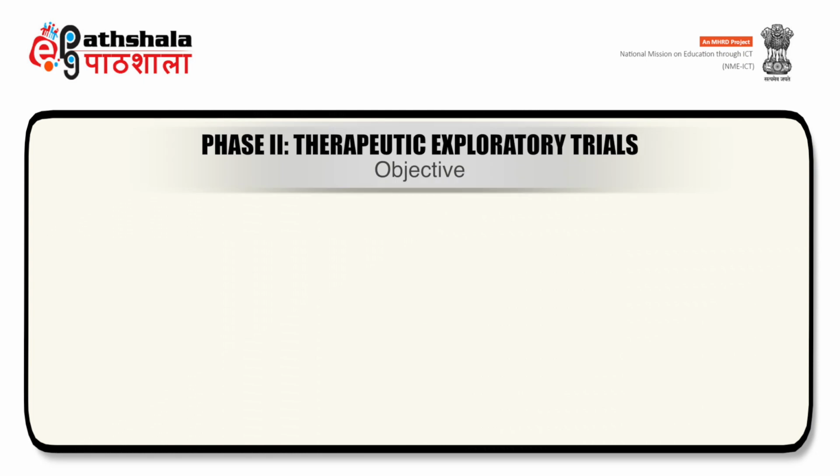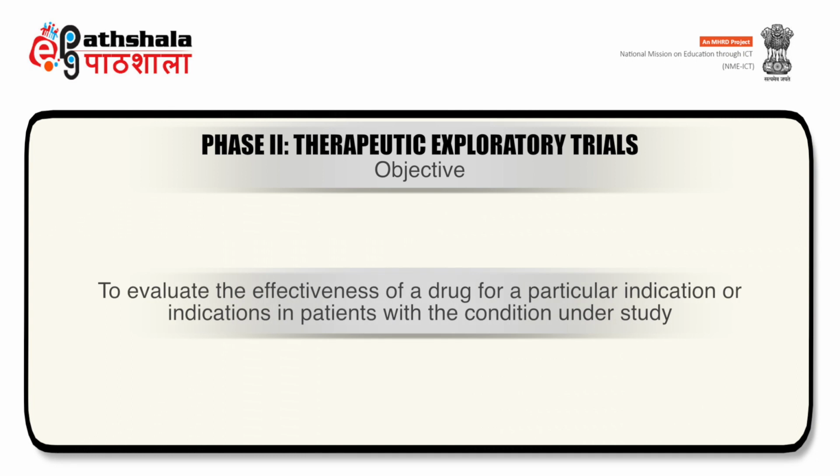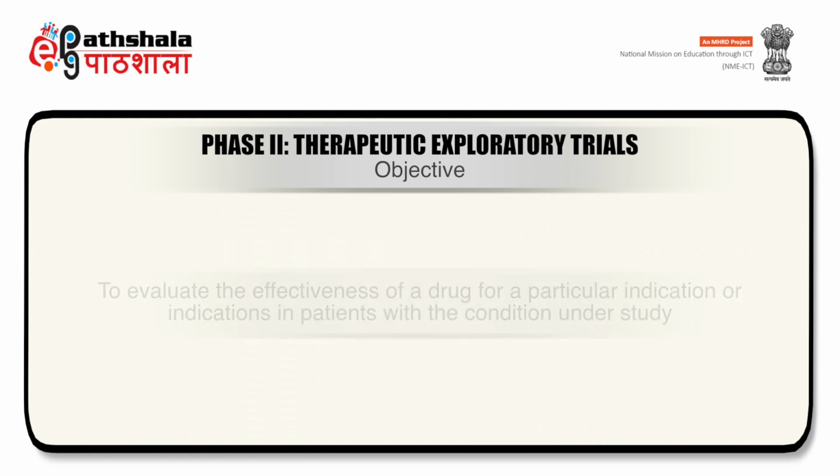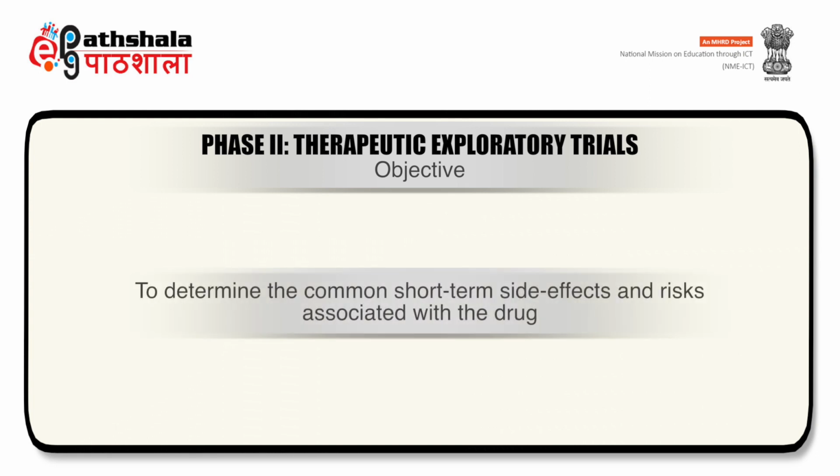Coming to the objectives of phase 2 trial. The phase 2 trials are done to evaluate the effectiveness of a drug for a particular indication or indications in patients with the condition under study. Phase 2 trials are designed to determine the common short-term side effects and risks associated with the drug.